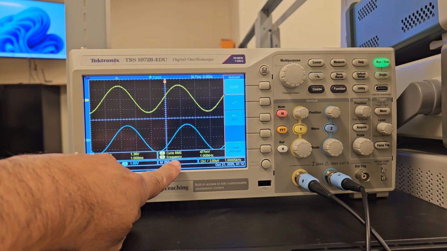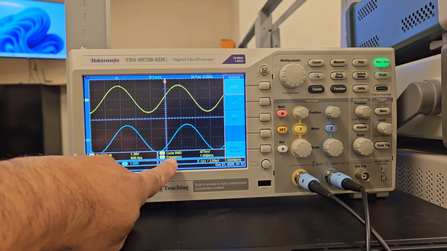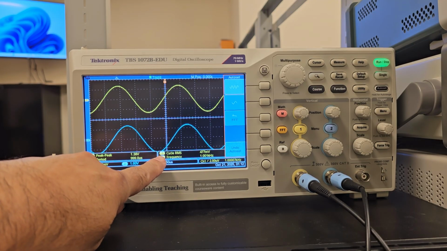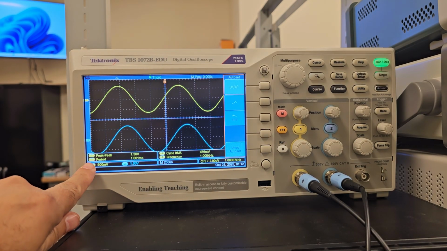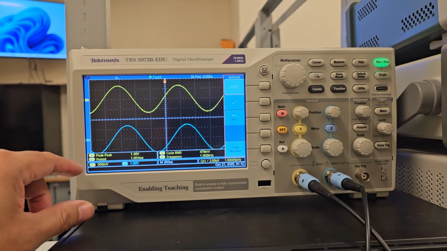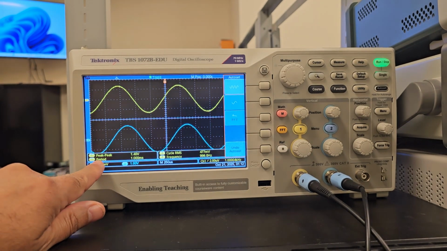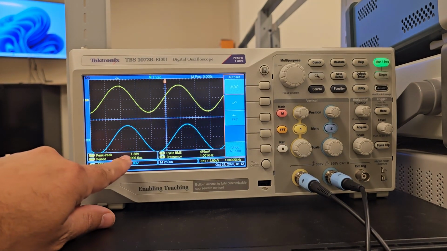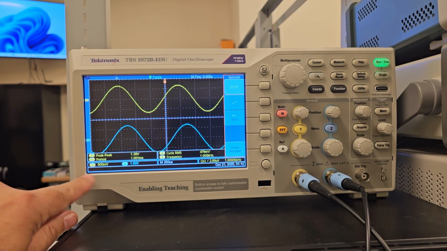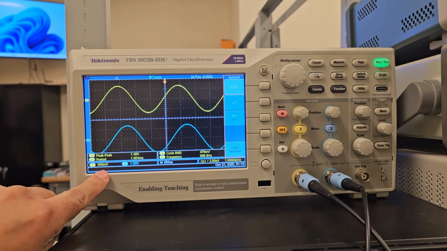So the frequency is 994 hertz, about 1 kilohertz. The RMS is about 477 millivolts. That is for channel 1 because it's labeled as 1, and I only have channel 1 measurements up here. That's just the way whoever had it set up last did this. The peak-to-peak voltage is 1.38, and the period is 1 millisecond. It tells me channel 1 is at 500 millivolts per division.